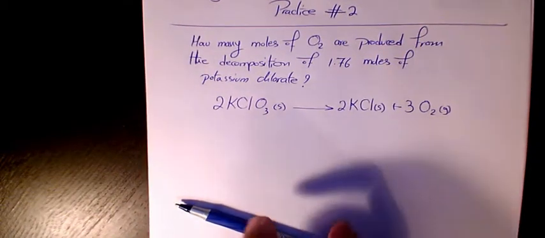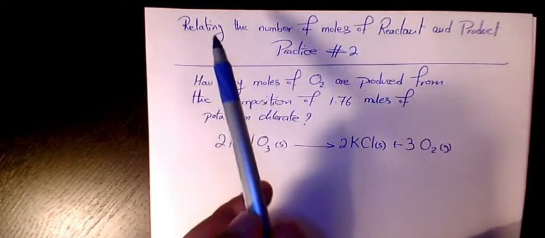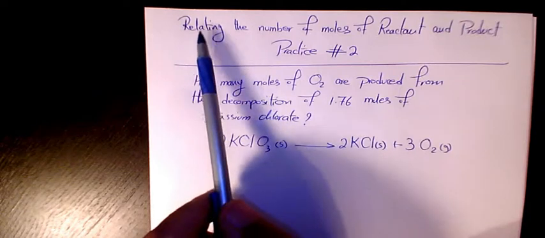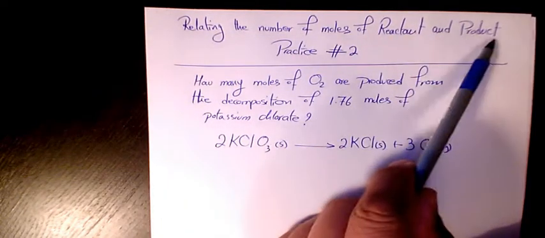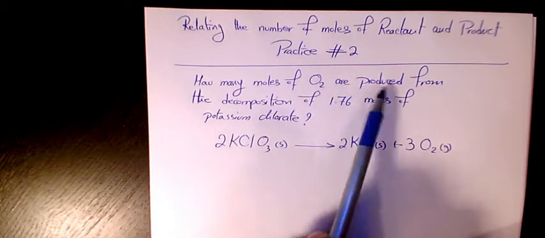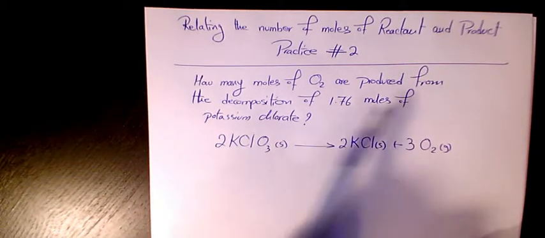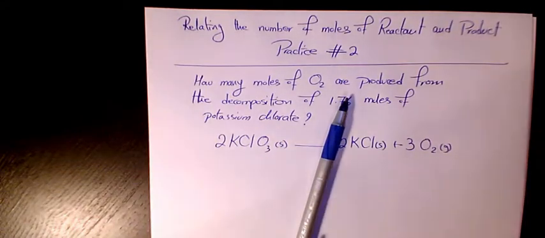In this video I have another stoichiometry practice question. It's relating the number of moles of reactant and product. Practice number 2. How many moles of O2 are produced from the decomposition of 1.76 moles of potassium chlorate?